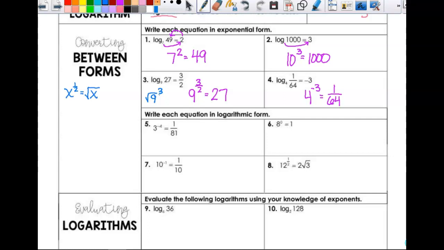Your negative exponents mean it's going to change it from numerator to denominator or vice versa. So 4 to the negative 3 power is the same as 1 over 4 to the third power. And that's where you get that 64 from. Okay, so just little reminders on some exponent things.